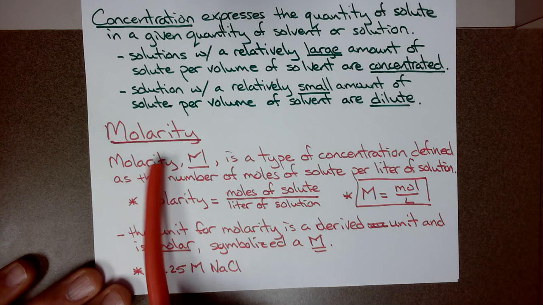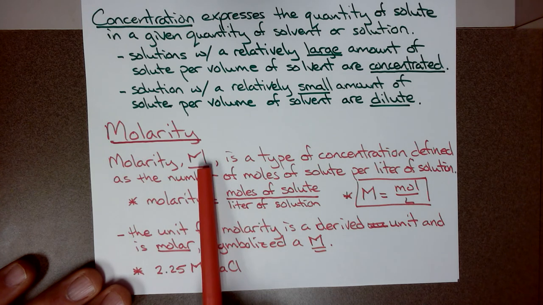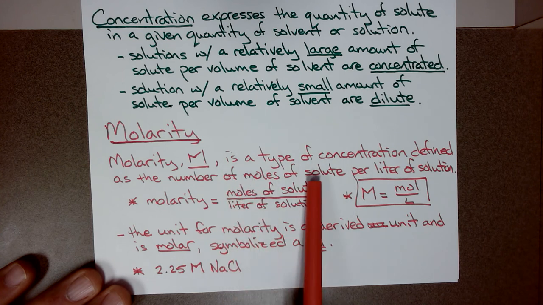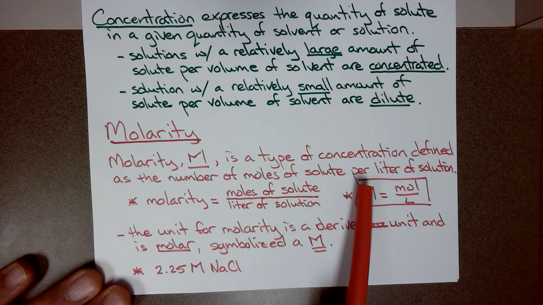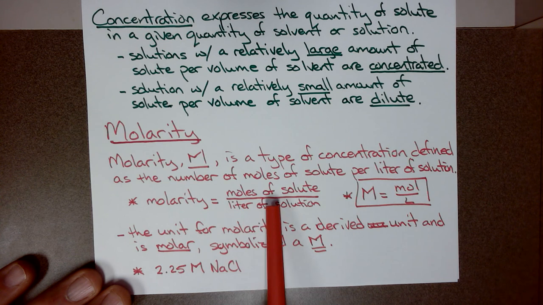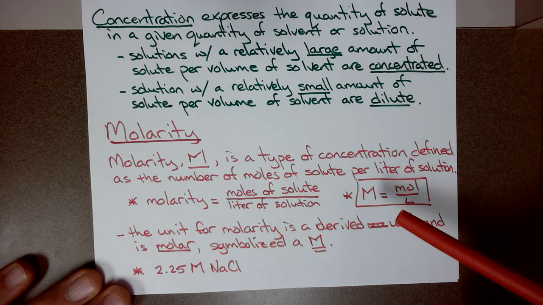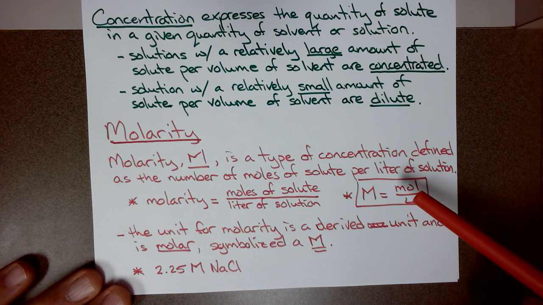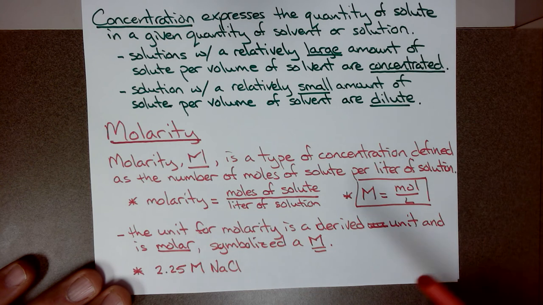So molarity, represented with a capital M, is a type of concentration defined as the moles of solute per liter of solution. So we can say molarity is moles of solute per liter of solution. A lot of times I just write a capital M representing molarity is moles per liter. And remember, that's the moles of what's being dissolved in a liter of solution.